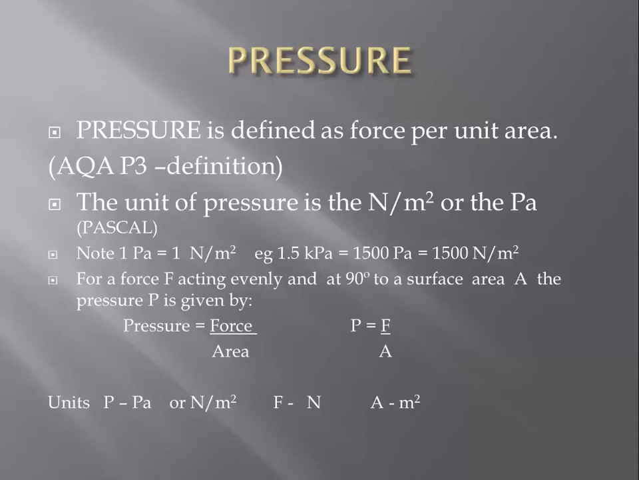Occasionally we might use centimetre squared for area. Don't convert centimetre squared to metre squared. It's not necessary at GCSE, but you also cannot say 1 newton per centimetre squared is a pascal. It's different. So if we're using centimetres squared, keep it as centimetres squared.